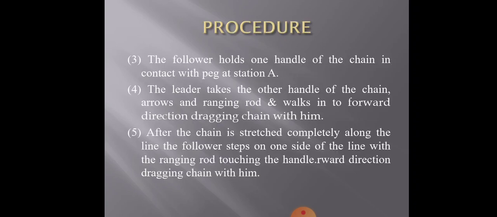Third step, the follower holds the handle of the chain in contact with the peg at station 1. Then the leader takes the other handle of the chain, arrows and ranging rod and walks in the forward direction, dragging the chain with him. Next, after the chain is completely stretched along the line, the follower stands on one side of the line with the ranging rod touching the handle.